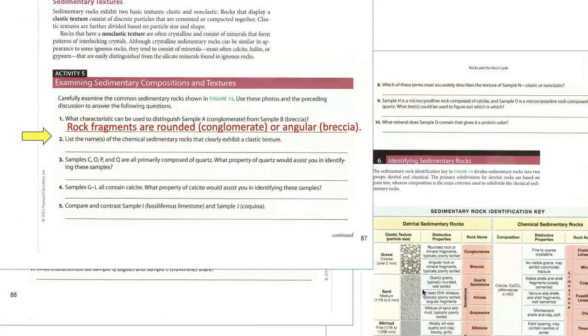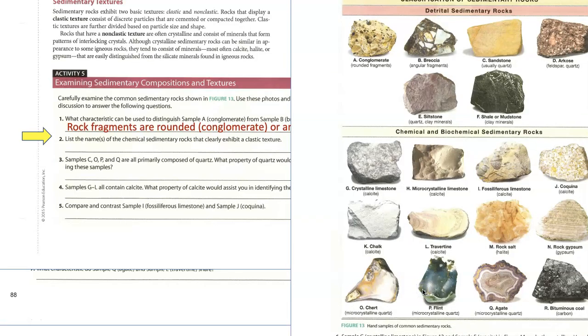Number 2 says, list the name or names of chemical sedimentary rocks that clearly exhibit a clastic texture. Now this is a little bit tricky because we said there were clastic or detrital sedimentary rocks and chemical. So how can we have chemical that are actually clastic? Well, you have to look at the rocks that are here. Are any of these made of little pieces?